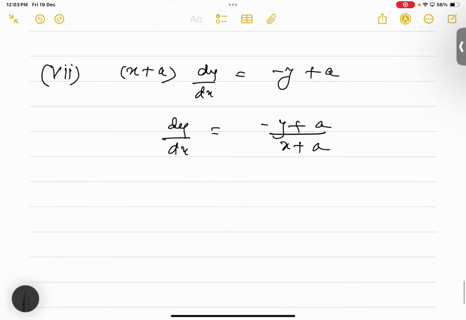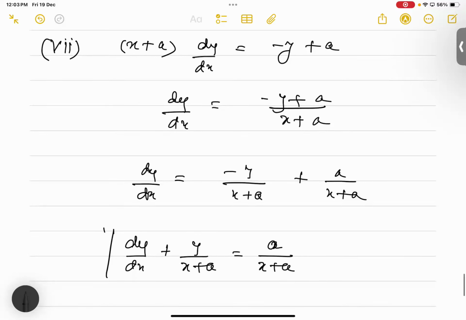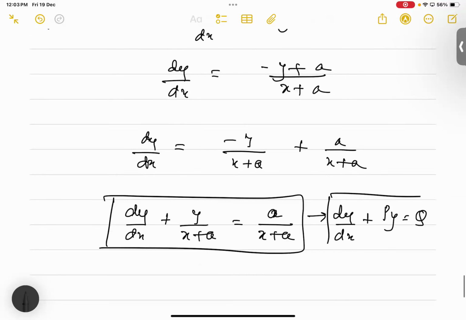So first you cross multiply dy by dx, then split. See, stop writing. Then dy by dx plus y upon x plus a is equal to a upon x plus a. Correct? Now this is which format? dy by dx plus py is equal to q. Now what is p and q? Please tell me. Good. 1 upon x plus a.